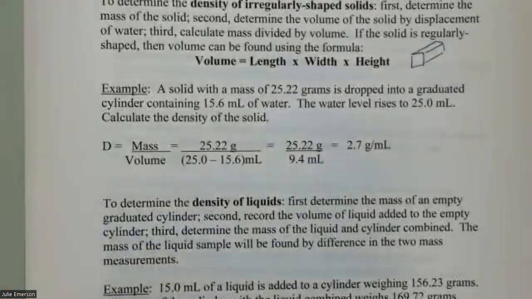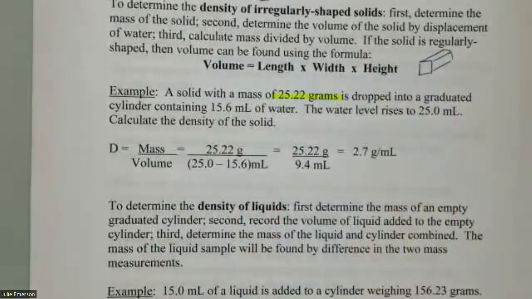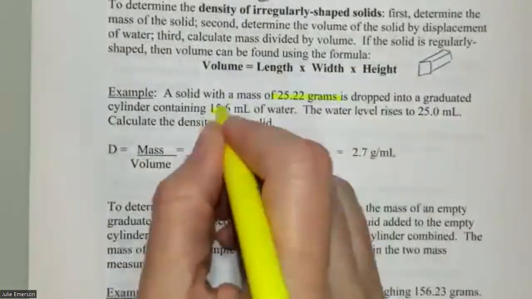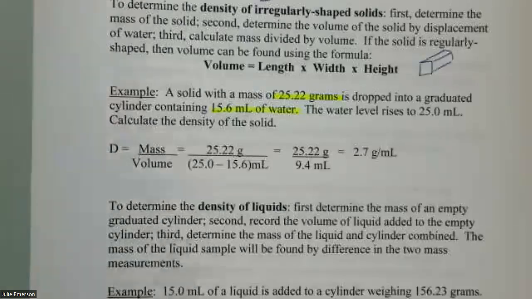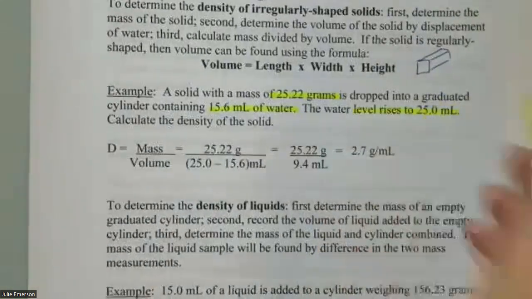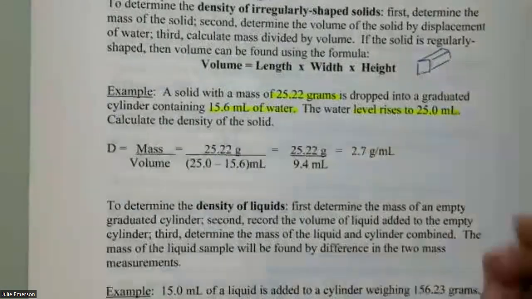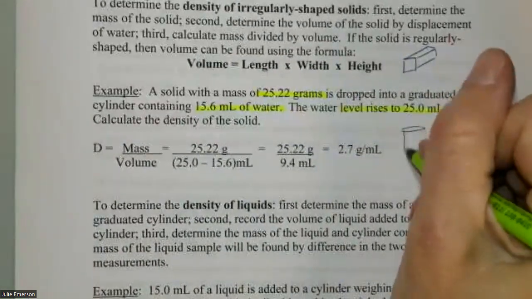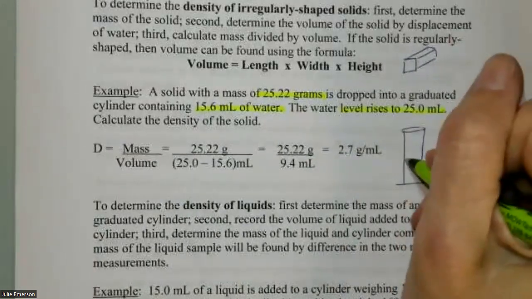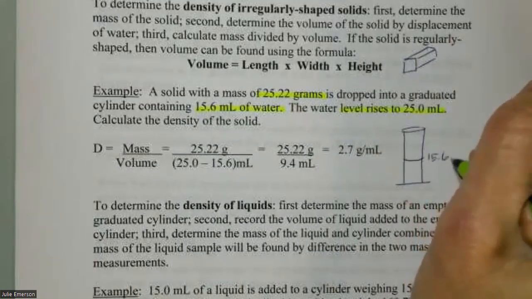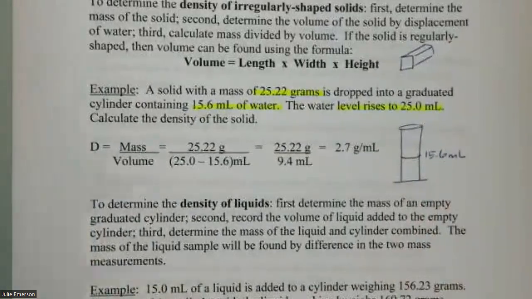All right, and so that's the first example we've got here. It says a solid that has a mass of 25.22 grams is dropped into a graduated cylinder that has 15.6 milliliters of water, and milliliters is our unit of volume. The water level rises to 25.0 milliliters. And from that, we want to know the density of the solid. Again, my drawing is probably not going to help you, my drawing skills are just not very good. But we're starting with 15.6 milliliters of water. That's the initial volume of just the water.